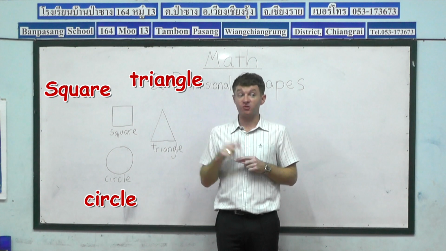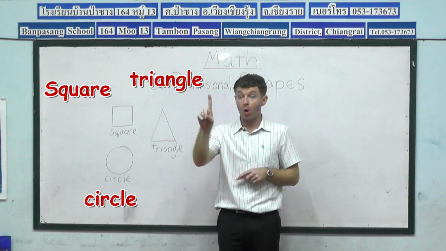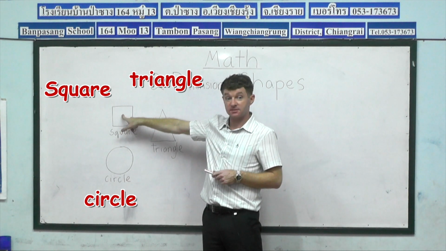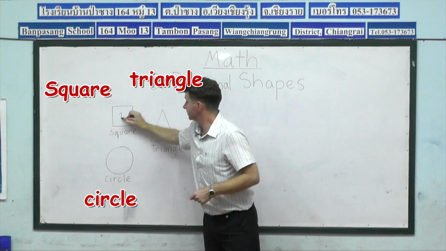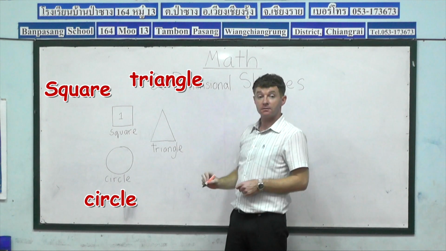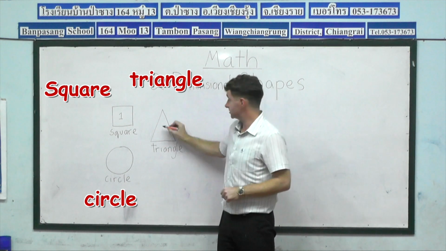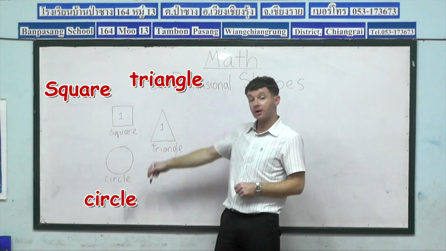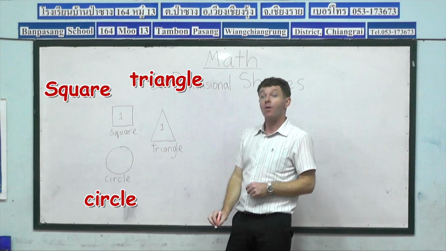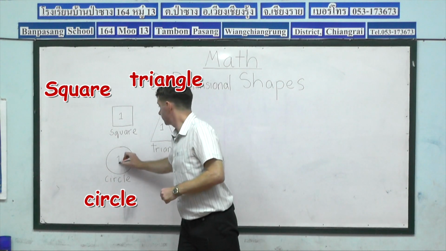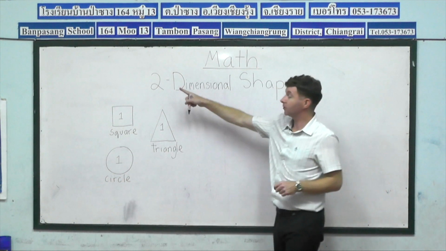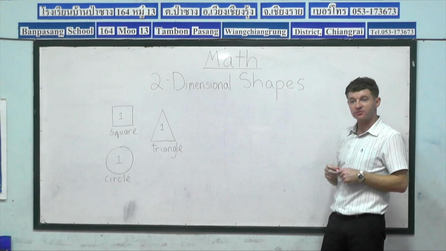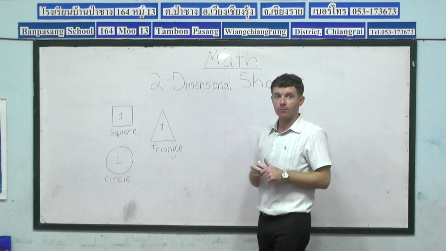Okay, now the thing to know about 2D shapes is today we're going to talk about faces too. Now 2D shapes only have 1 face. You see? 1 face. Triangle, 1 face. All you can see is 1 side of the shape. Circle, how many faces? 1. And these are all 2-dimensional shapes.